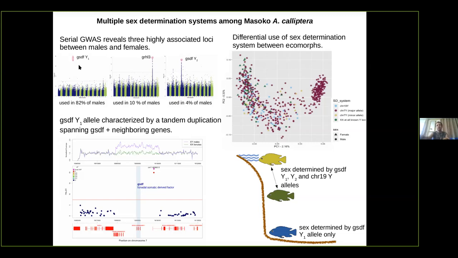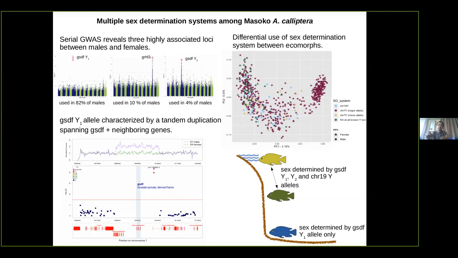A primary sex locus. These ones that are labeled GSDF are both on chromosome 7, and this one in the middle is on chromosome 19. And so this first locus she found is primarily an XY locus, the one that's primarily used lake-wide. And the mechanism is actually as indicated by this coverage plot here. This should be GSDF, gonadal somatic derived factor. This top plot indicates that there's a duplication spanning this GSDF gene. And GSDF was a gene that was speculated to possibly be a sex determiner, though it wasn't ever really figured out, but that was the speculation.